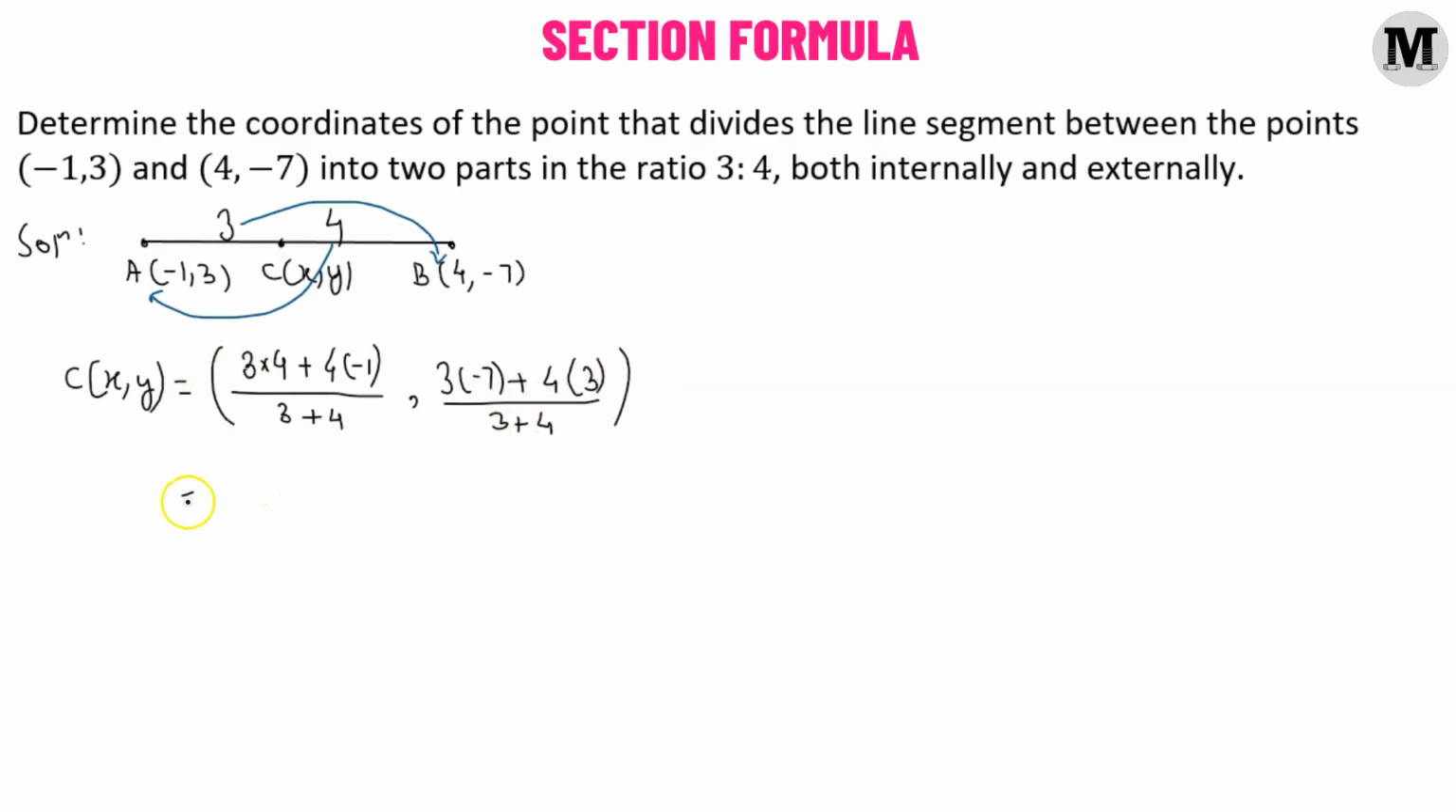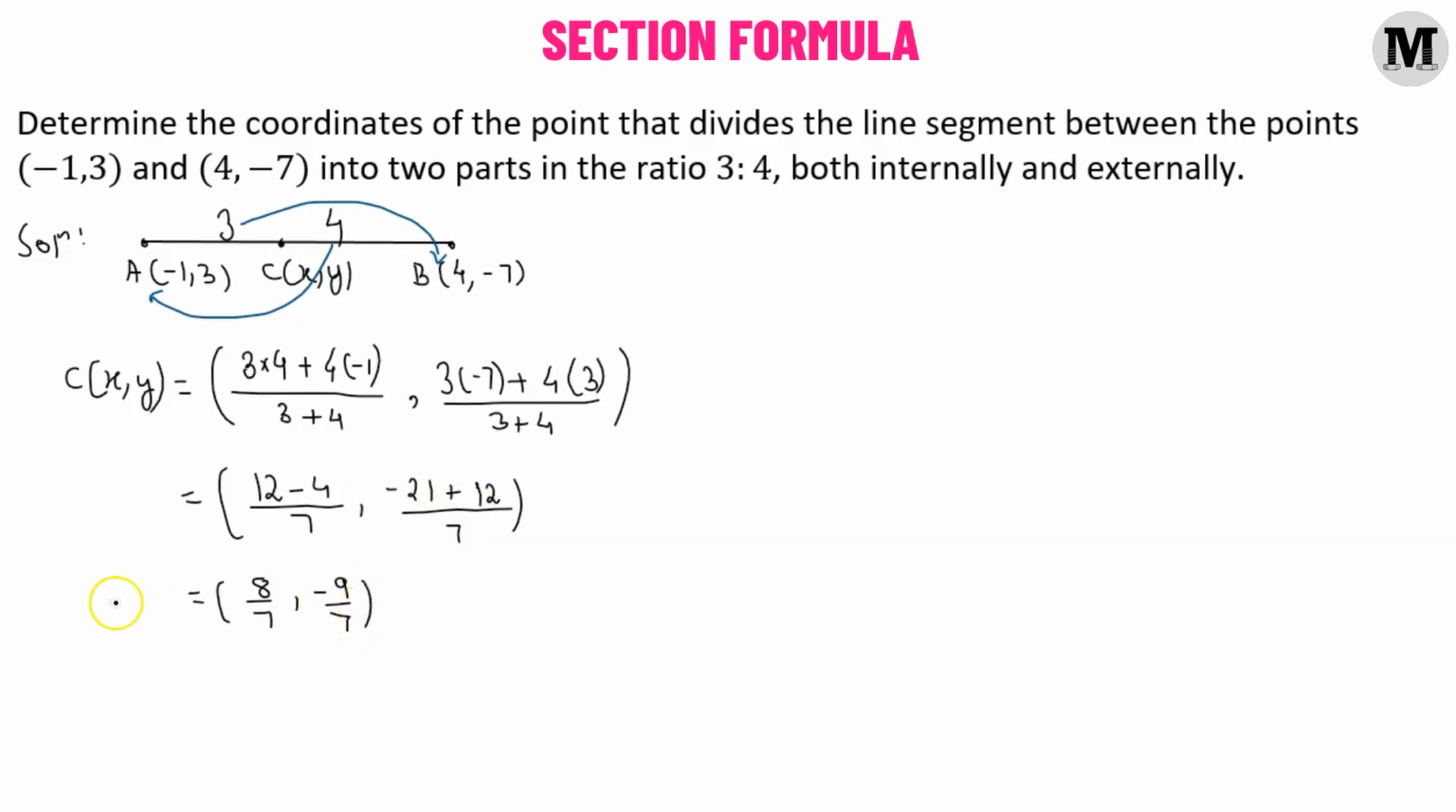Now we have 3 times 4, that's 12. 4 times -1 is -4, divided by 7. Then we have 3 times -7, so that's -21, plus 4 times 3, that's +12, divided by 7. So let's further simplify this. 12 minus 4 is 8, so 8 over 7. And we have -21 plus 12, so that's -9 over 7.